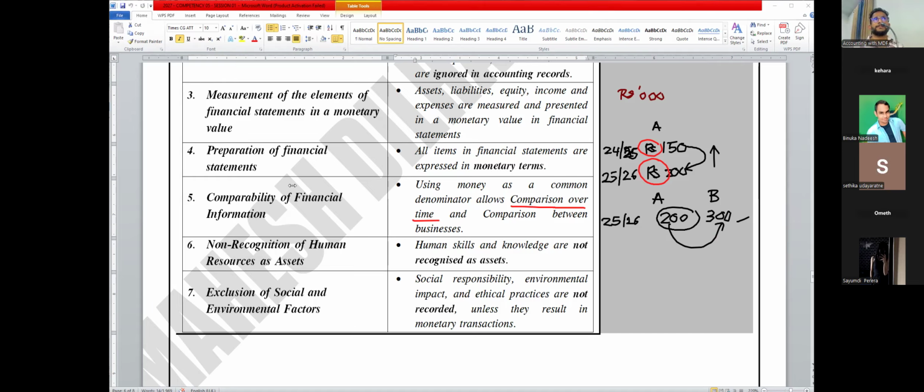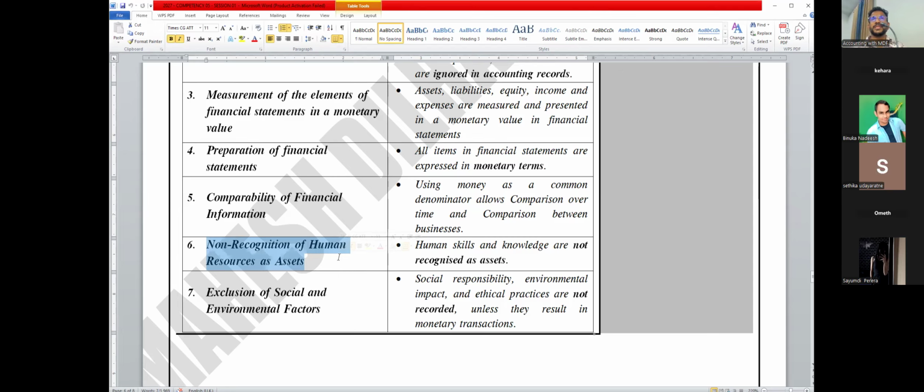Here I say, non-recognition of human resource as an asset. Human resource. Isn't it an asset of the business? Why not?